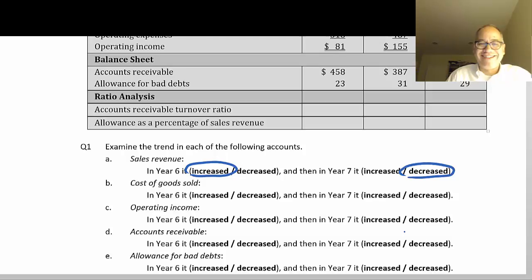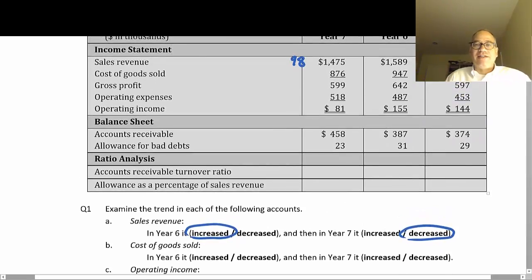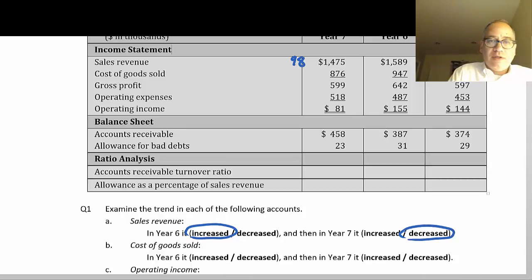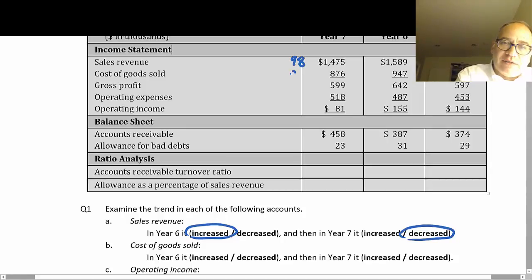Okay, good job. Let's do a little bit more trend analysis to see what's going on here. Cost of goods sold, the trend analysis for year 7, i.e. 876 divided by 905 is 97. I'm just doing some backup math here. Gross profit, 599 divided by 597 is still 100. Operating expenses, 518 divided by 453 is 114. And 81 divided by 144 is a not very good 56.